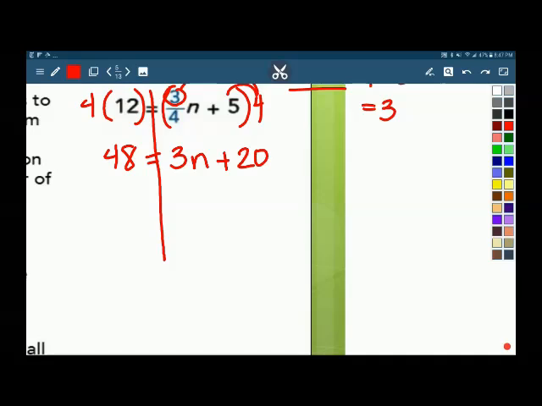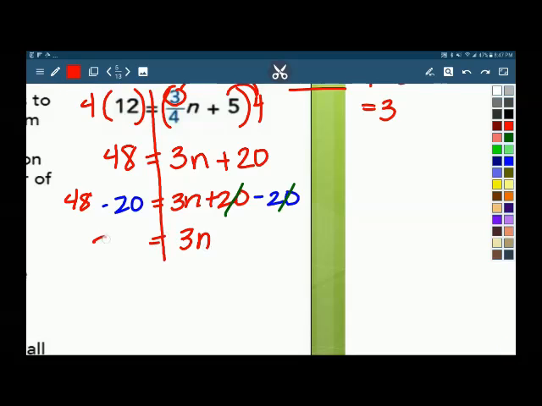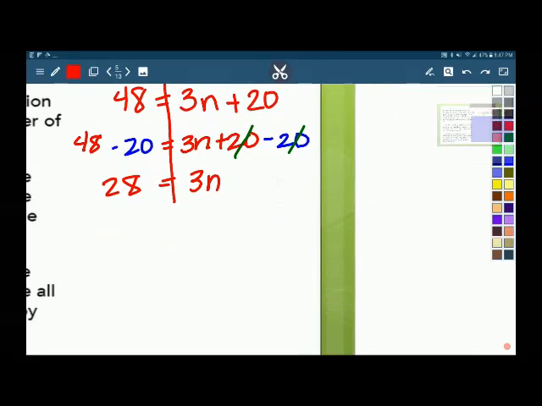Okay, so I'm looking for addition or subtraction first. I'm going to scoot over my left side. And what is being added to n is that 20. So I'm going to do the opposite. Opposite of positive 20 is negative 20. So I'm going to put that on both sides of the equation. Positive 20 and negative 20 cancel, and I'm left with 3n is equal to 28, and then I'm going to divide by 3.